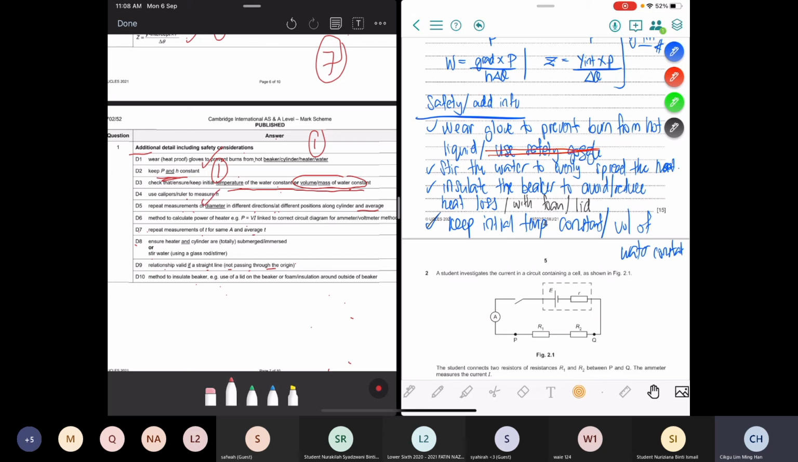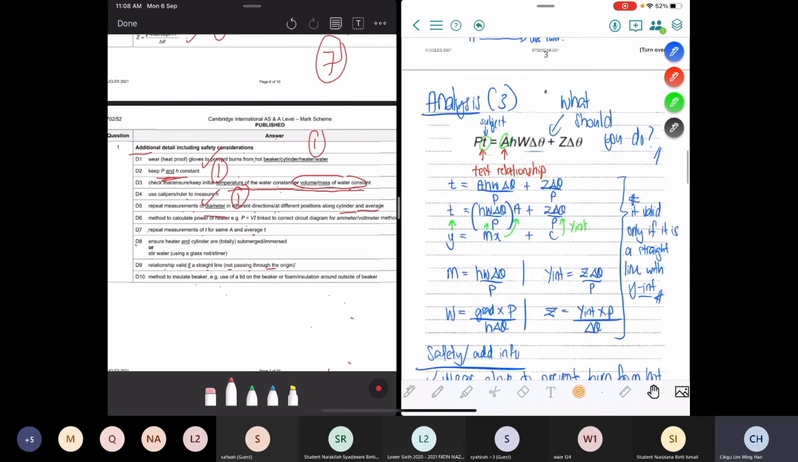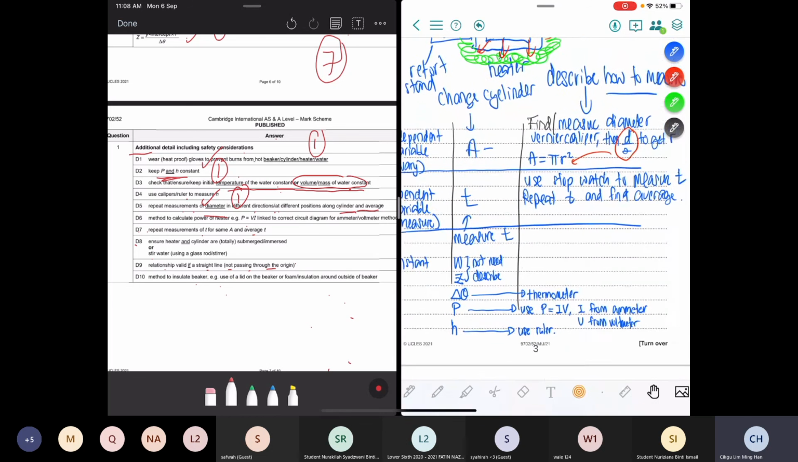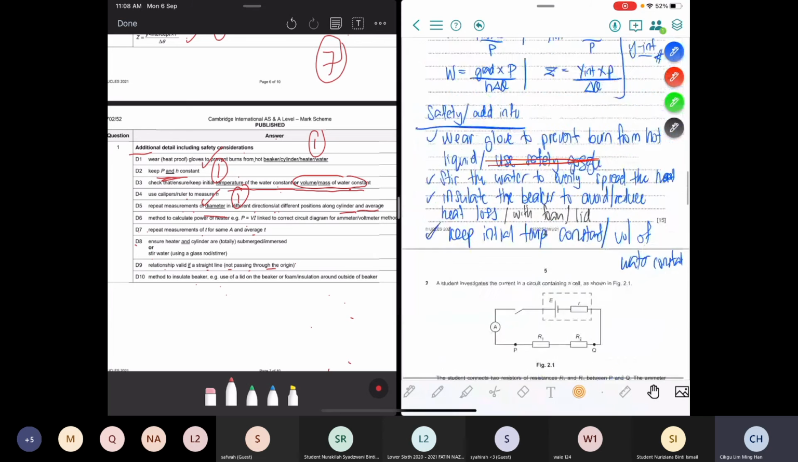And then use vernier caliper to find H. Yeah, we did that. Repeat diameter. Do we say something like that? Repeat. Oh, we didn't say that one. Okay, so maybe we add on here.